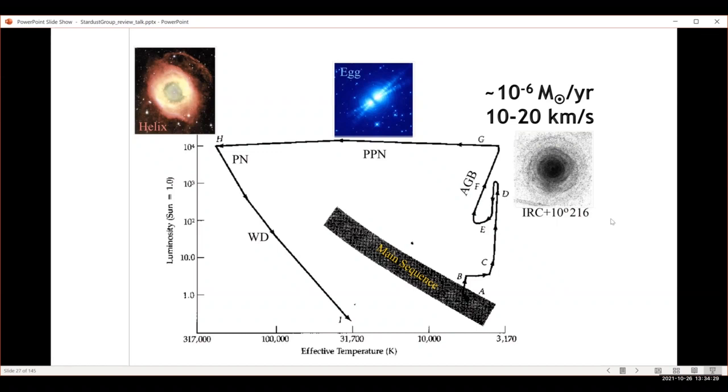And that's all we're going to talk about for this video. In our next video, we will look in more detail at how AGB stars work and what we can learn about the dust that goes on to enrich the rest of space.